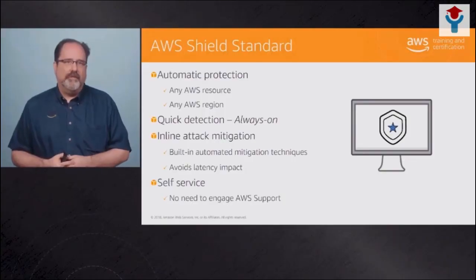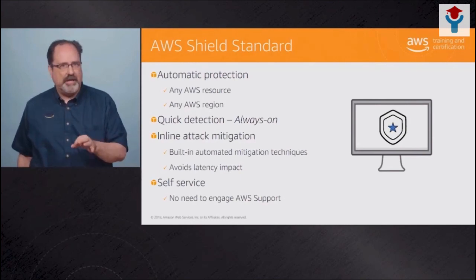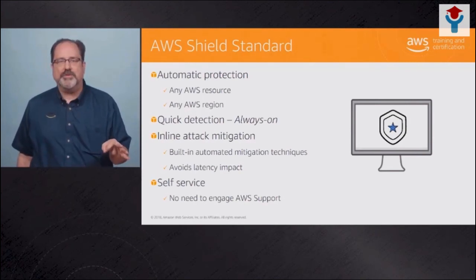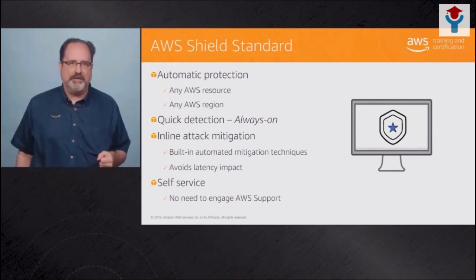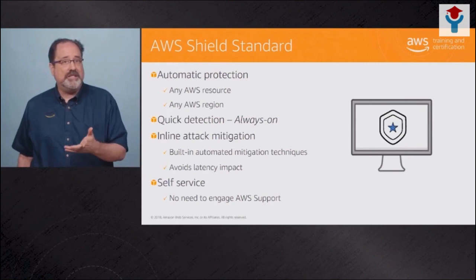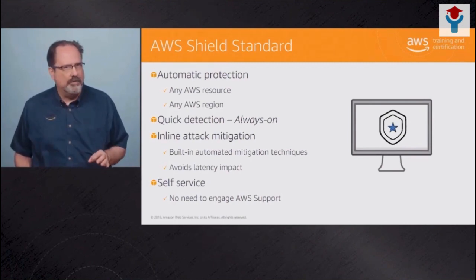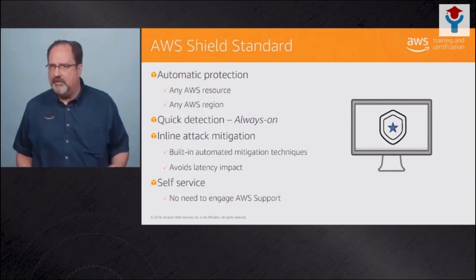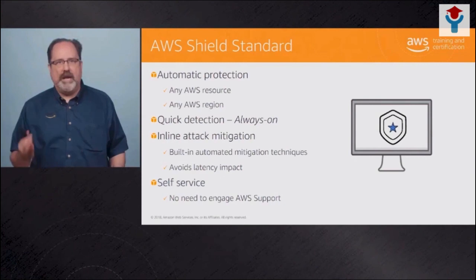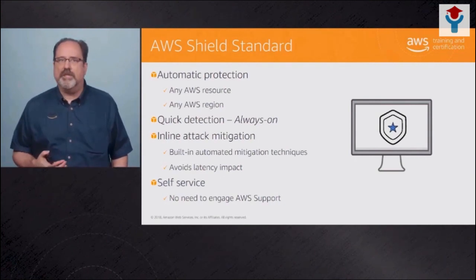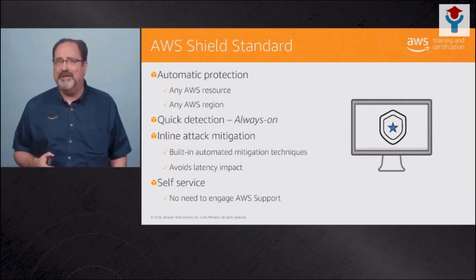Here are the features of AWS Shield Standard. Now, this option automatically protects any AWS resource in any AWS region against the most common attacks. It'll let you quickly detect DDoS attacks by providing always-on network flow monitoring that inspects incoming traffic to AWS. A combination of traffic signatures, anomaly algorithms, and other analysis techniques are employed to detect malicious traffic in real time.